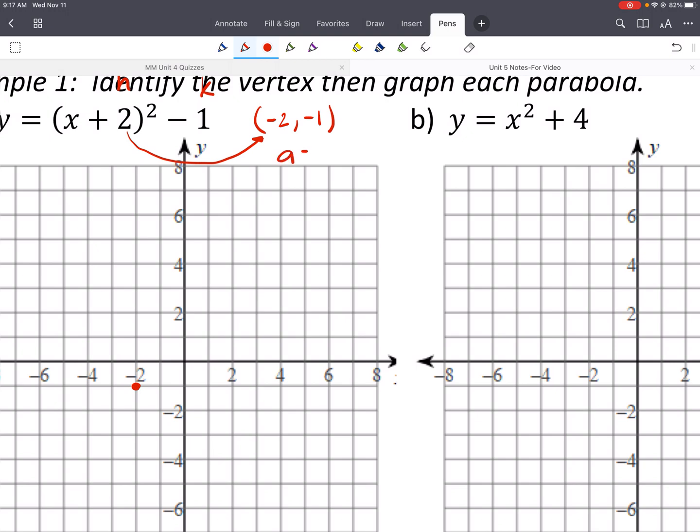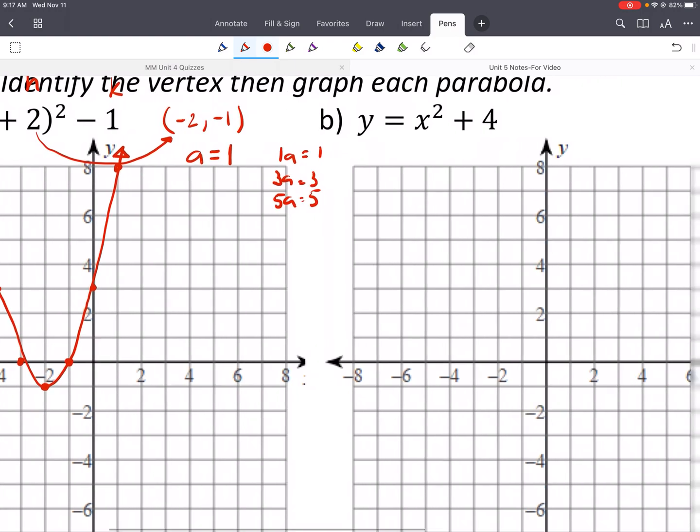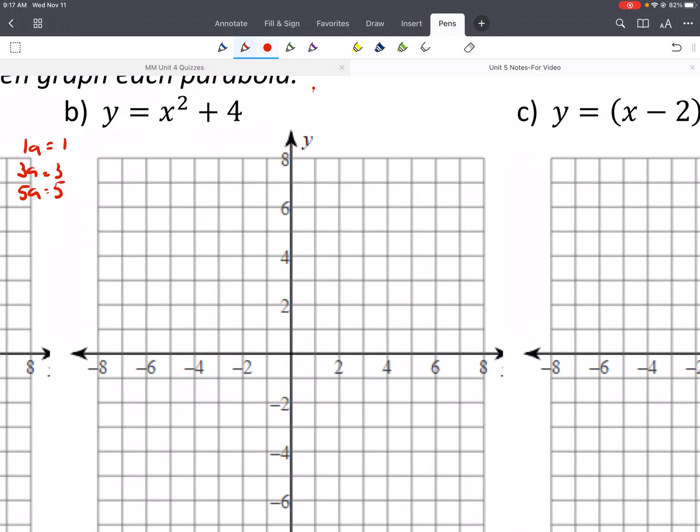So what would A be? A, again, is our leading coefficient. Here, it's just a 1. So we'd do 1A, 3A, 5A, and A is 1, so we'd just do 1, 3, 5. We'd go over 1, up 1, over 1, up 3, over 1, up 5, and then we do it on the opposite side. Connect those dots, and we're done. Super easy because we can find the vertex really easily. Okay, look at B. We want to find our vertex.